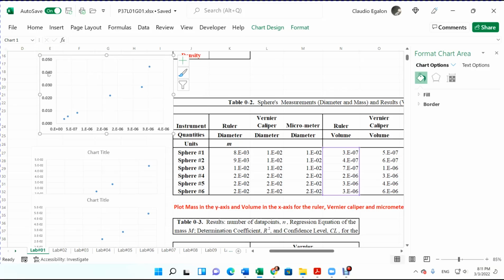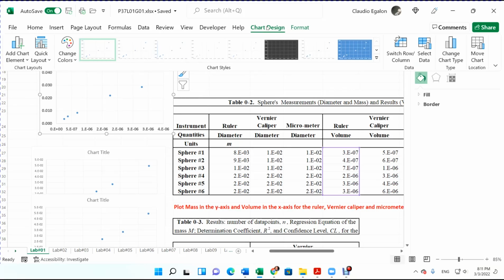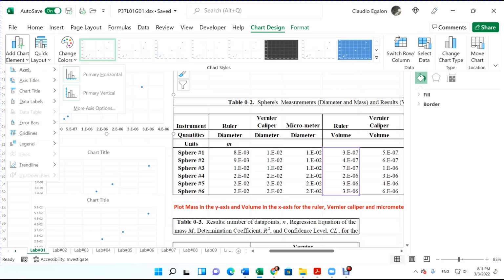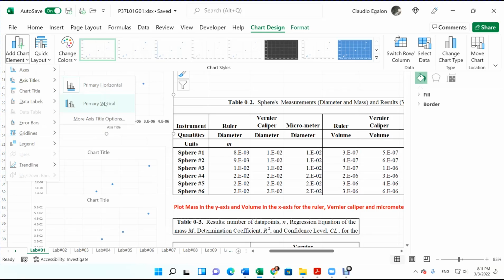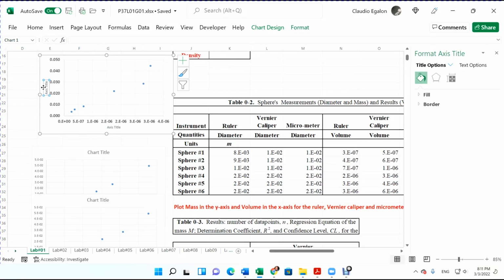To get the label on the axis, you click on Chart Design, and then you go to Add Chart Element. Then you have Axis Titles. We want Axis Title, Primary Horizontal, and Axis Title, Primary Vertical. See that? Axis title, axis title.